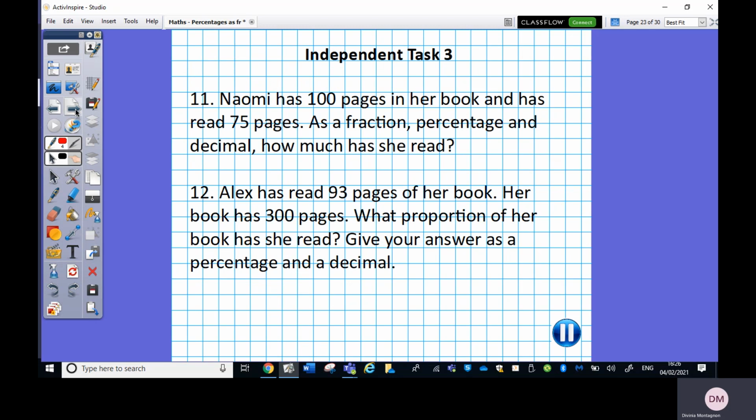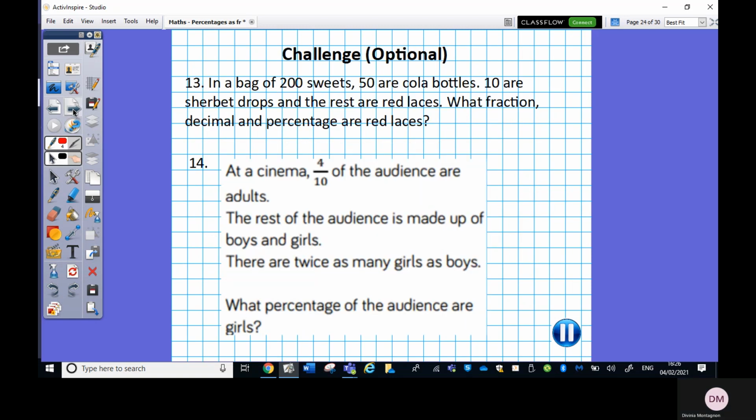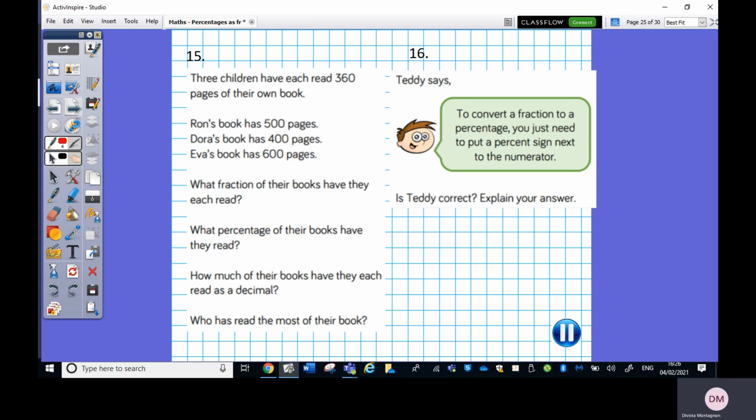Okay, now your turn. Please make sure that you read the questions very carefully so that you know what the question is asking you to retrieve. So you have questions 11 and 12. When you finish, unpause. And you have a challenge, which is optional. So you have questions 13, 14, and 15 and 16. When you finish, unpause for the answers.